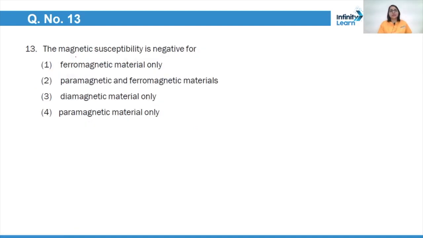Question number 13. The magnetic susceptibility is negative for. So it is negative for diamagnetic materials only. Right. So correct answer is option 3.